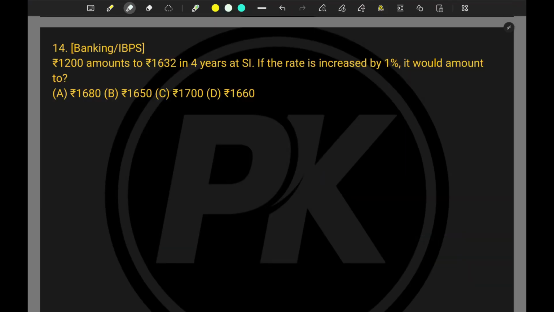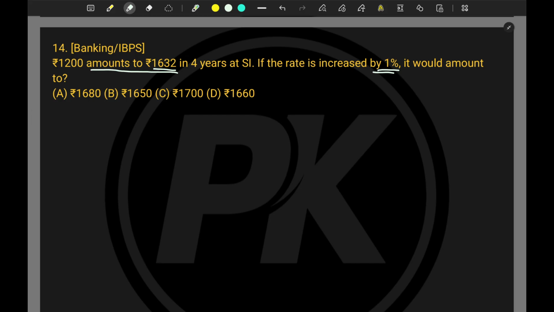Now, let us look at problem number 14, which was asked in the banking examination, IBPS. The 1200 rupees amounts to, that means this amount is the principal plus simple interest, in 4 years. If the rate of interest is increased by 1%, what will it amount to?